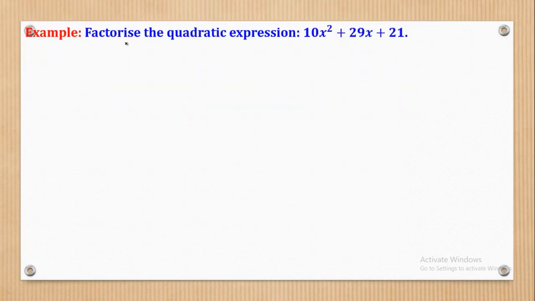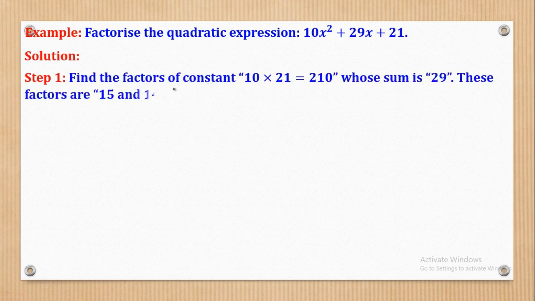Assuming they have told you to factorize a quadratic expression, which is 10x squared plus 29x plus 21, we shall go through the steps. The first step, we said that you find the factors of the constant 10 times 21. So this times this gives you 210, and this coefficient is 29. So you find 2 numbers whose sum is equal to 29 and product is equal to 210. Those numbers will be 15 and 14. So 15 times 14 gives you 210, and 15 plus 14 gives you 29.